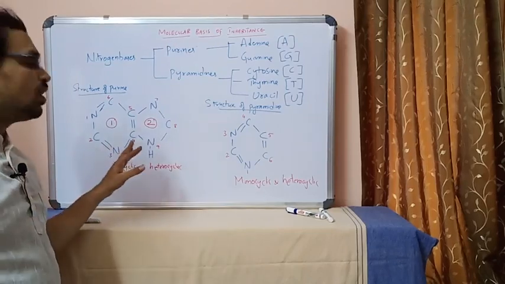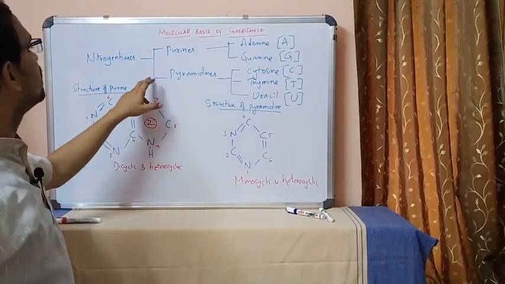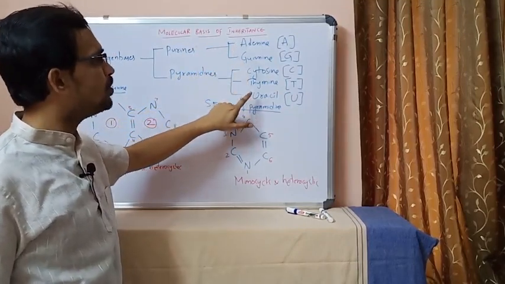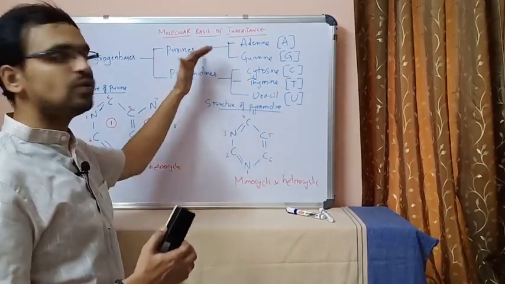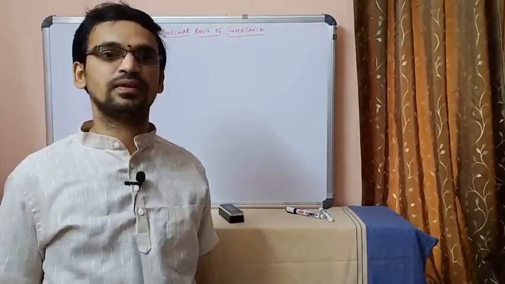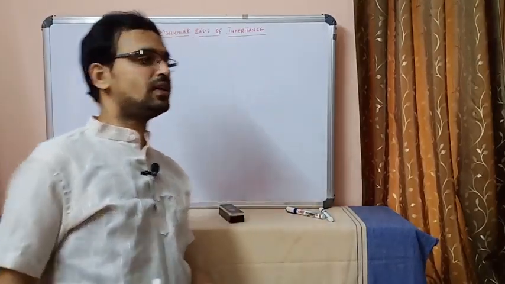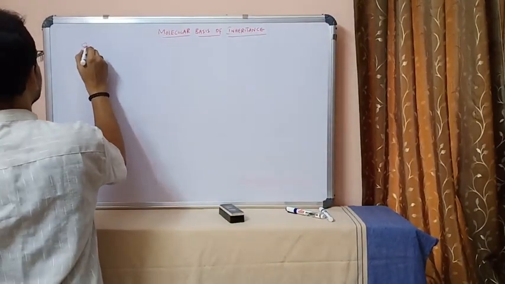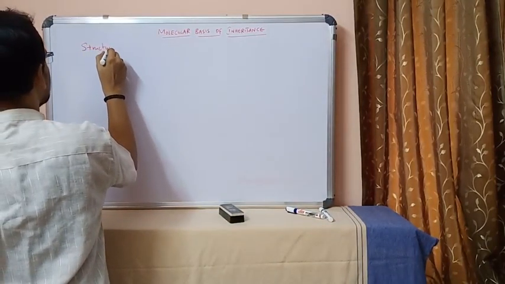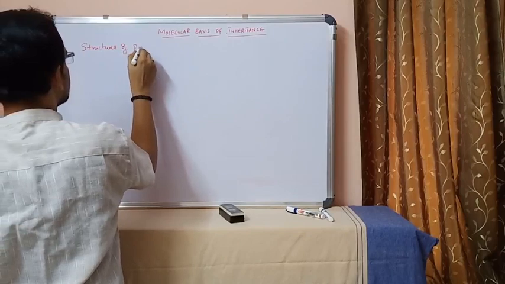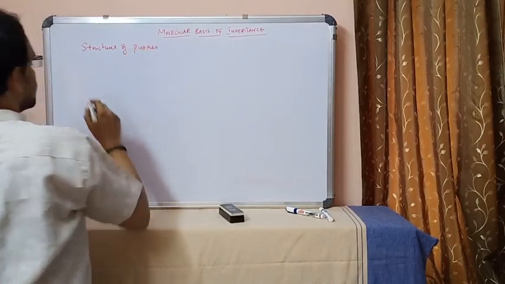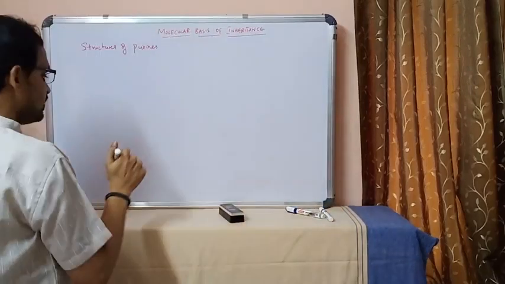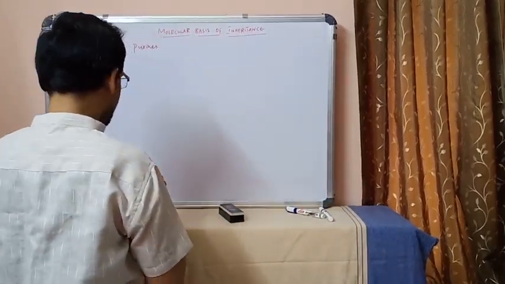Now we are going to discuss the adenine structure, guanine, cytosine, thymine, uracil. That is, the individual structures of purines and pyrimidines. We are going to study the structures of purines first. You know that there are two different types of purines, adenine and guanine.